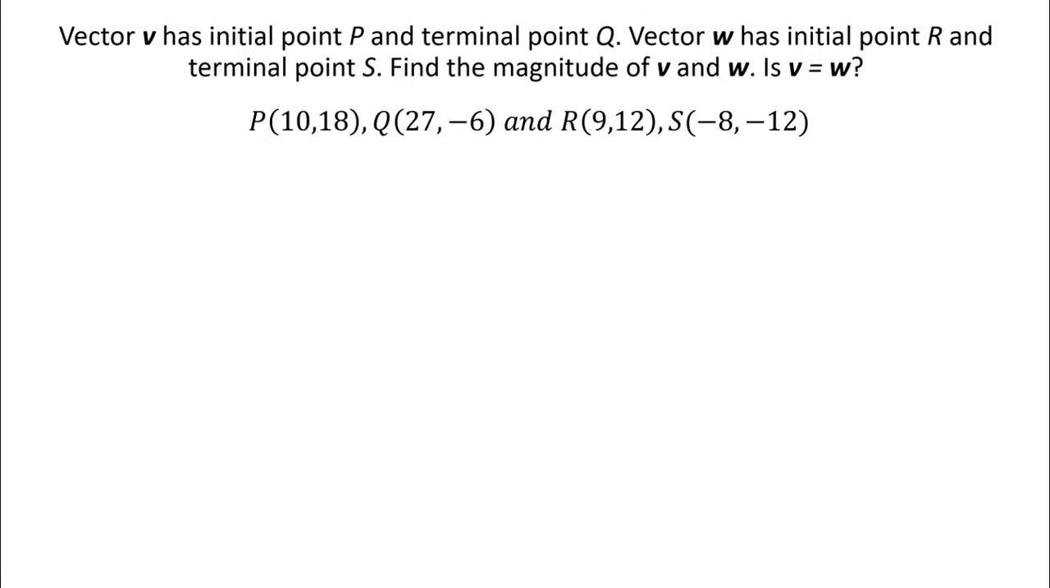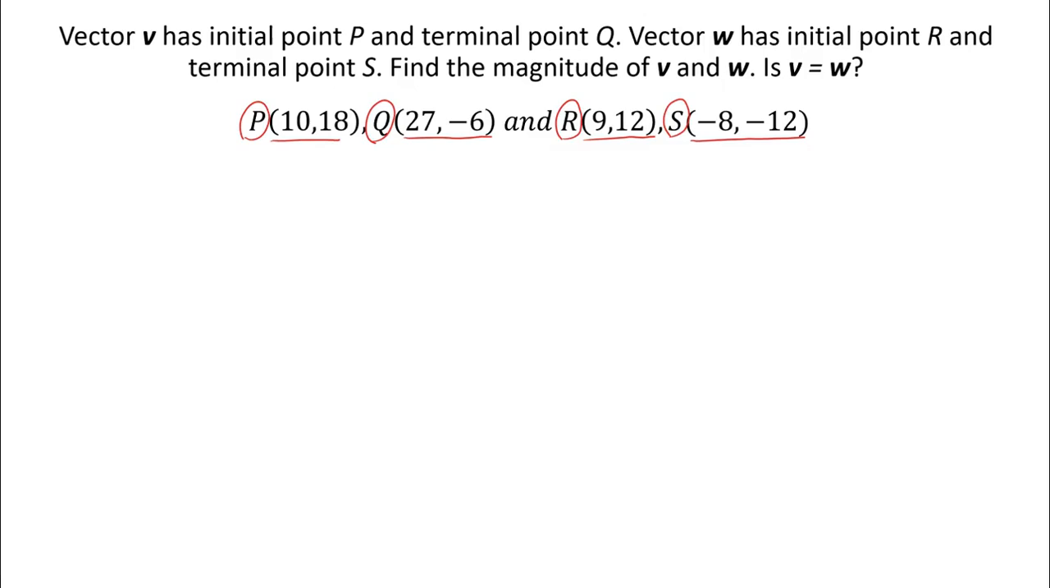Let's look at this example. Vector v has an initial point p and a terminal point q. So here's point p, here's point q, and those 2 points define the initial and terminal points of vector v. Then we have another vector, vector w, that has initial point r and terminal point s. So these points give us the initial and terminal points of vector w. And we need to find the magnitude of v and w. And then we need to know, is v equal to w?